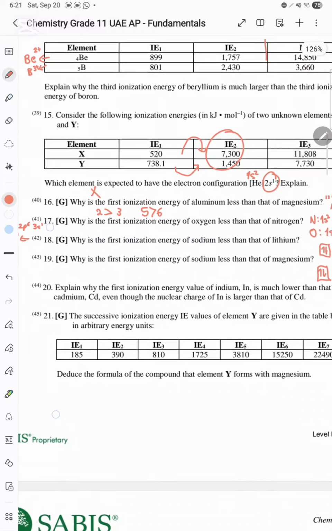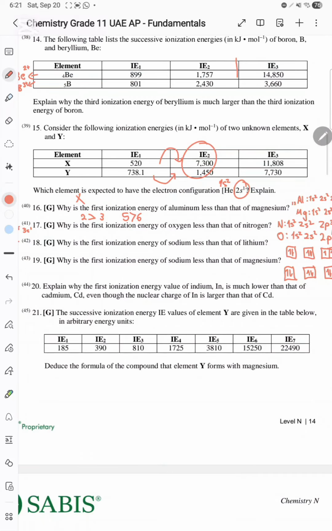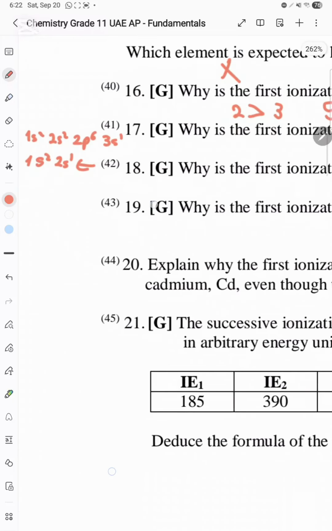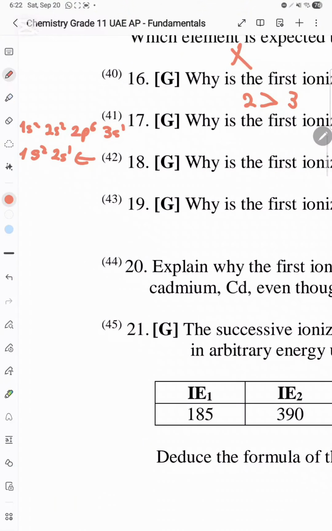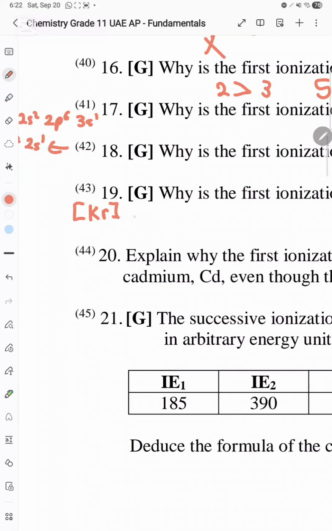Now, explain why the first ionization energy of indium is much lower than cadmium, even though the nuclear charge of indium is greater than that of cadmium. We first need to find out where they are. Indium is in group 3, whereas cadmium is before it in the periodic table, but it's a transition metal. So we should write down both of their electronic configurations. Since they are very big, I'm not going to write it all. We're going to write shorthand. So one of them is krypton.